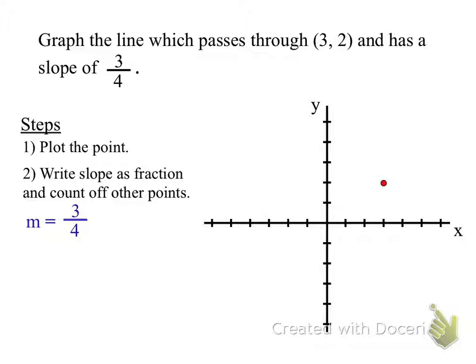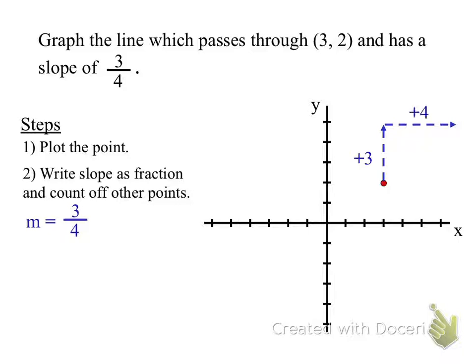So I'm going up 3 or down? Up. Up 3. And then what? Across 4 times. Right or left? +4. Is it going to the right? To the right. Okay, or to the left. Okay, we're going to the right. Okay, we're going to go right 4 times.